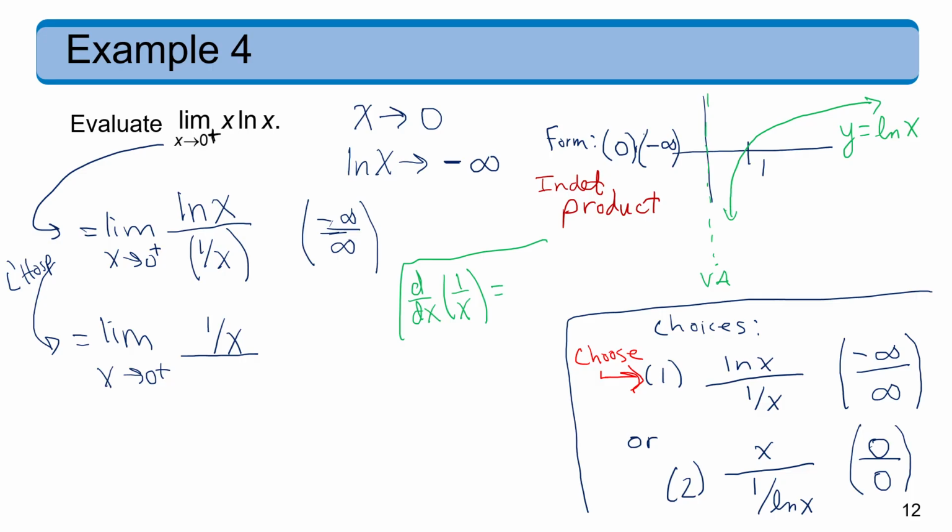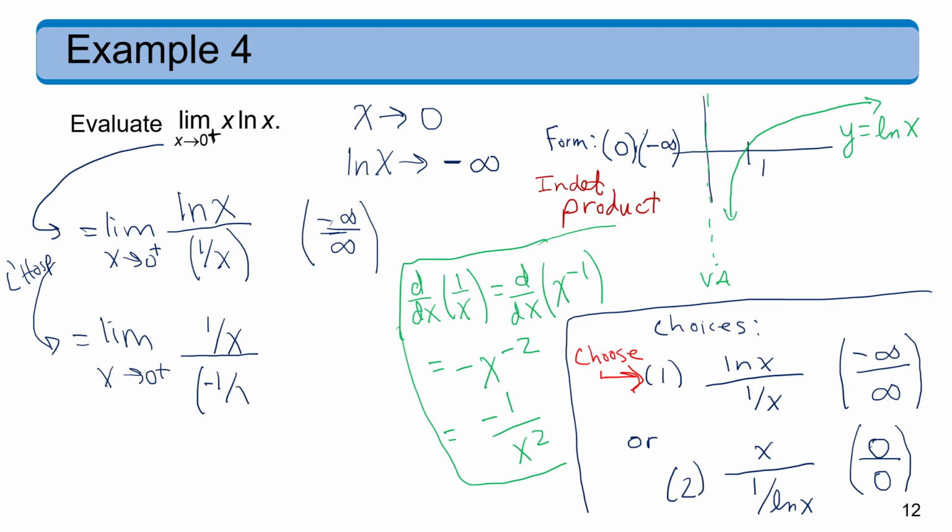It's a little easier to avoid the quotient rule by, before you take the derivative, rewriting 1 over x as x to the negative 1 power. Then apply the power rule. So you bring the negative 1 down in front, reduce the power by 1, so the new power is negative 2. And then if you wanted, you could rewrite this by moving the x to the denominator and making the power positive, so negative 1 over x squared. So let's fill in that work here. In the denominator, the derivative is negative 1 over x squared.